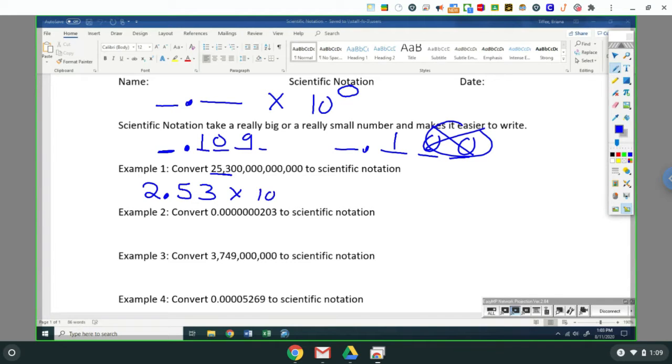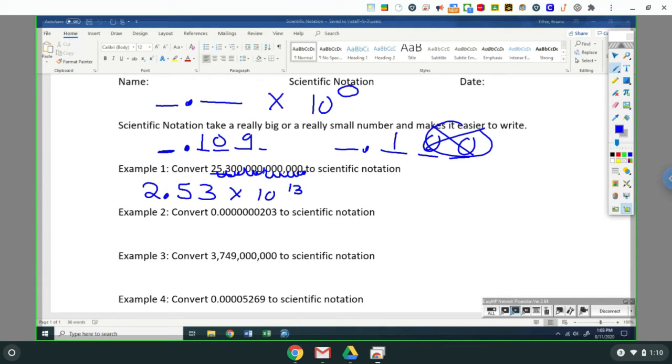10 to the exponent of how many times I have to move my decimal. My decimal's in the back, and I need to move it in between the 2 and the 5. So I'm going to go 1, 2, 3. See, I counted 3 zeros. 4, 5, 6, 7, 8, 9, 10, 11, 12, 13. So I had to move the decimal 13 times to get in between the 2 and the 5. And that is scientific notation.